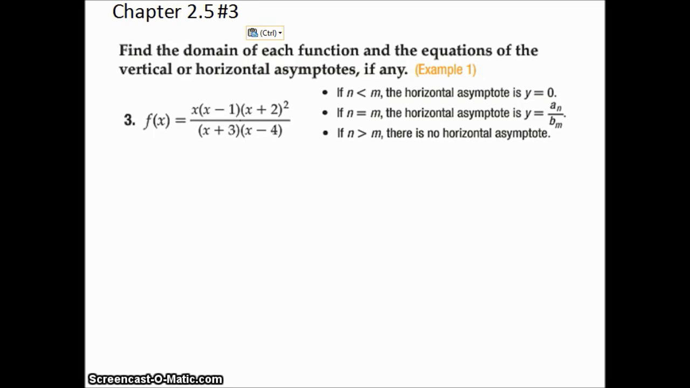Hello, in this video I'll be teaching you how to solve Chapter 2.5, Number 3, which states to find the domain of each function and any equations of the vertical or horizontal asymptotes, if any.